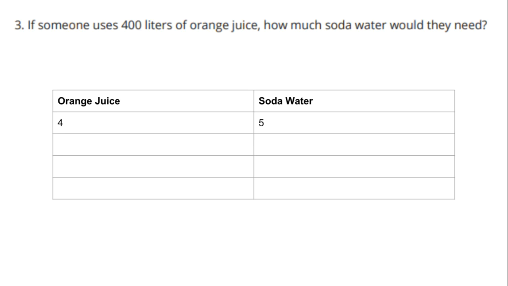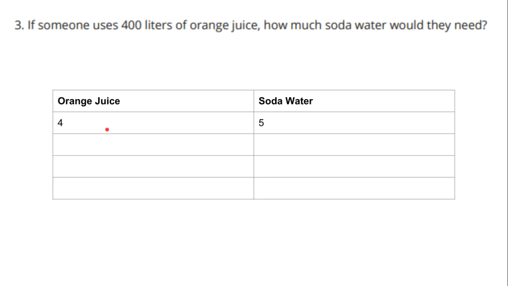All right, so question 3 says, if someone uses 400 liters of orange juice, how much soda water would they need? One way we can organize our multiplication is by using what we call a ratio table. Rather than having the line extend all the way out to 400 liters of orange juice, because we won't have the room for that, we could use what's called a ratio table.